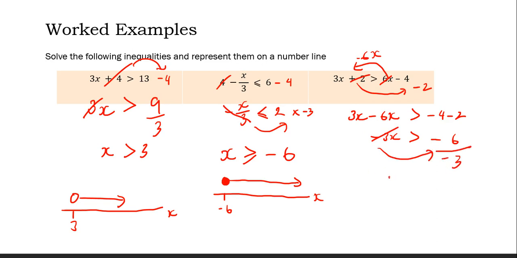And interestingly, remember, if you've divided or multiplied by a negative, that symbol will get swapped. And negative 6 divided by negative 3 gives you 2. So this is saying x is less than 2. So I put 2 there. X is less than 2. Okay, hope that's made sense.